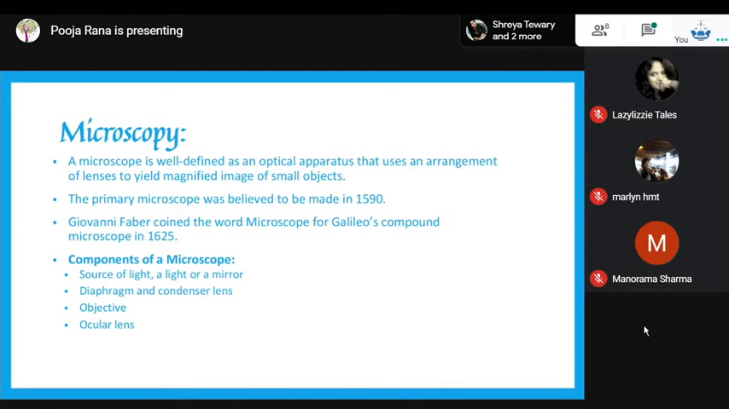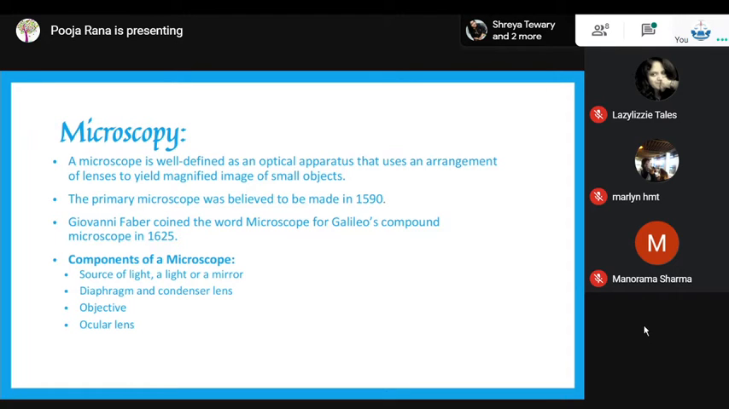So we'll start with microscopy. A microscope is an instrument defined as an optical apparatus which uses an arrangement of lenses to yield a magnified image of smaller objects. In this apparatus there is an arrangement of several lenses, or there might be a single lens. The handheld lens, the detective lens which is commonly called the magnifying lens, also serves as a microscope. So it can be a single simple lens, or an arrangement of lenses, and the use of optics is there.